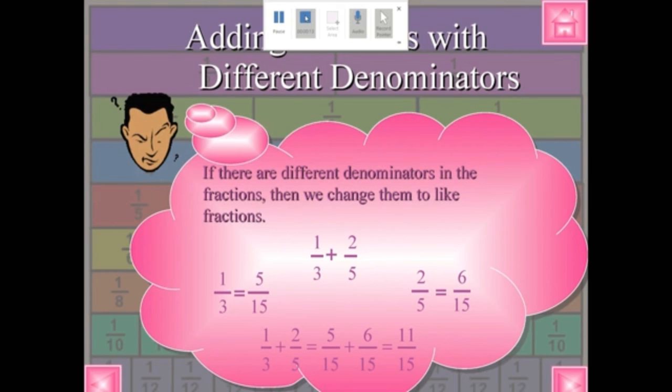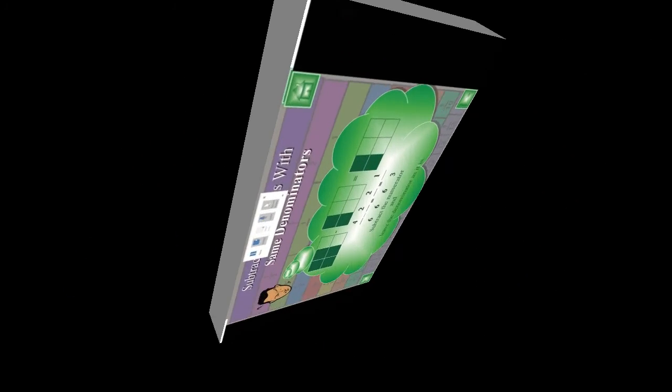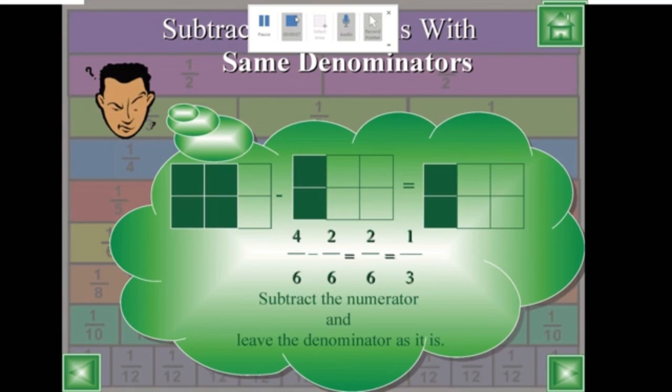Now subtraction of fractions with the same denominators. Subtract the numerators and leave the denominator as it is. For example, 4 by 6 minus 2 by 6. Both have the same denominators, so our answer is 2 by 6. If we reduce, then we get 1 by 3.